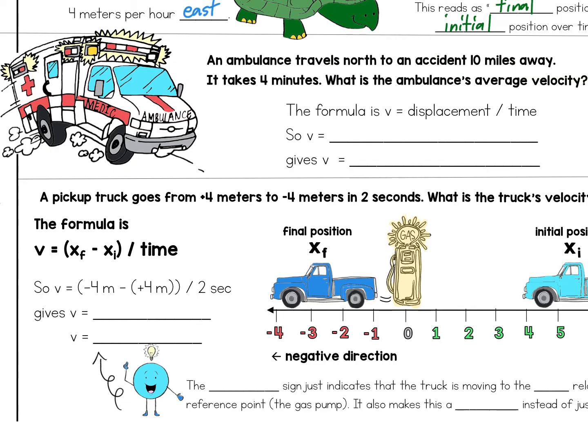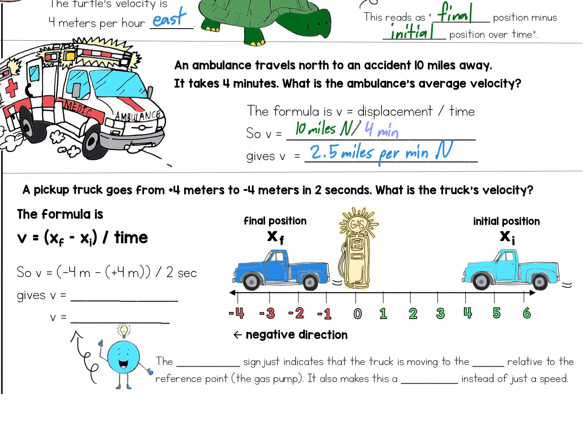So, how can an object's velocity be calculated? Let's look at an example. An ambulance travels north to an accident 10 miles away. It takes 4 minutes. What is the ambulance's average velocity? Well, the formula is velocity equals displacement divided by time. So if displacement is 10 miles north and time is 4 minutes, that'll give us velocity equals 2.5 miles per minute north.